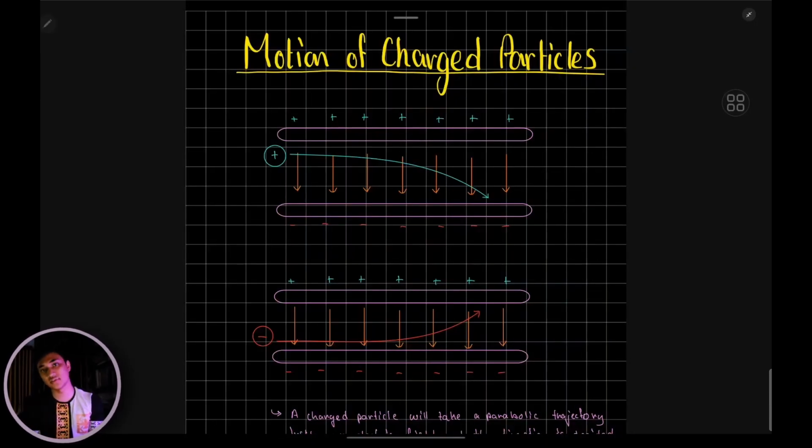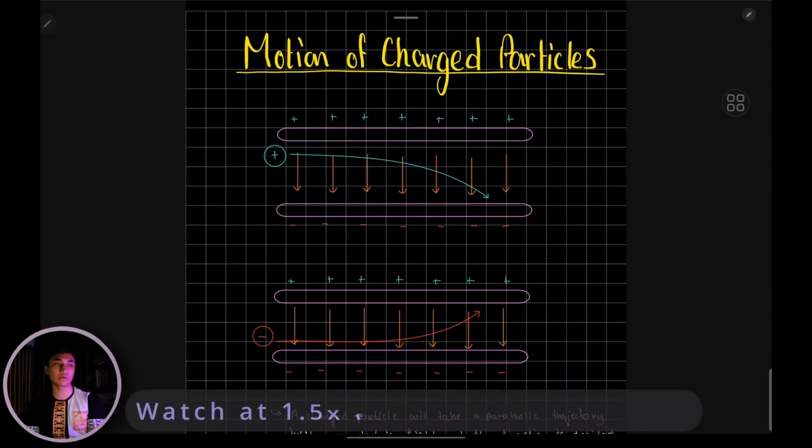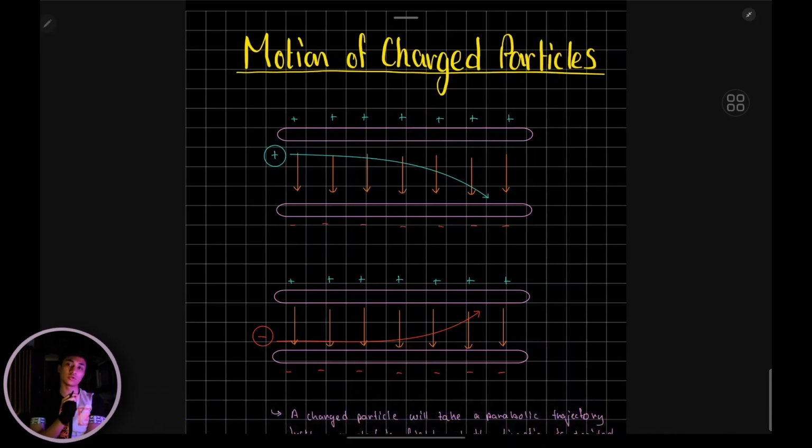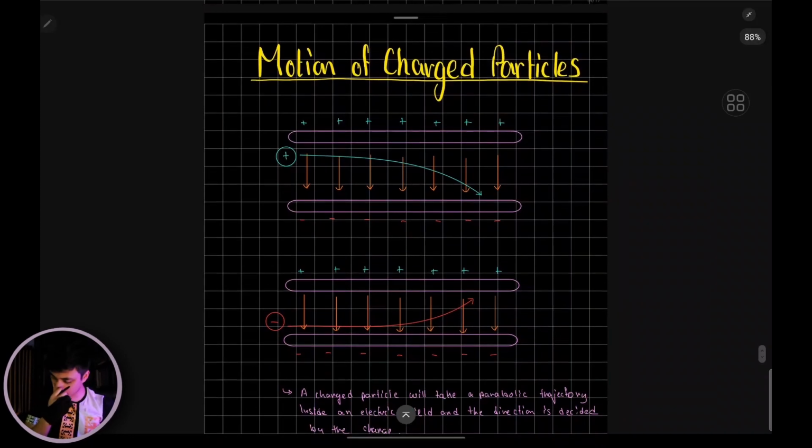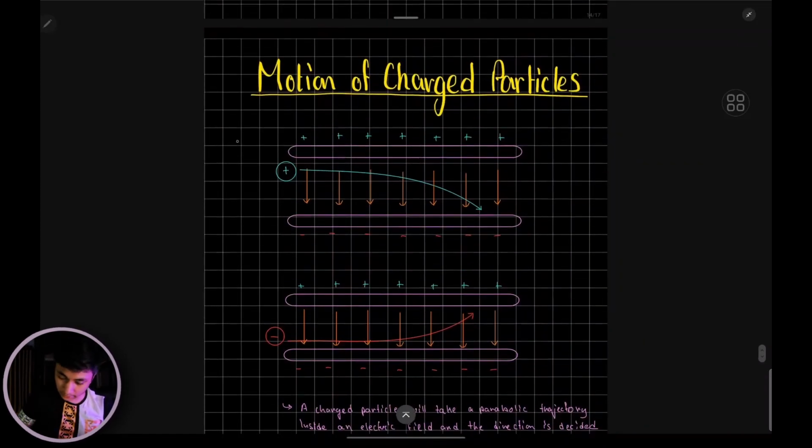This is the last video for the series of electric fields for A2 level physics. In this video, we're going to talk about the motion of charged particles between charged plates. Therefore, motion of charged particles under the influence of uniform fields. So this topic is a bit short.